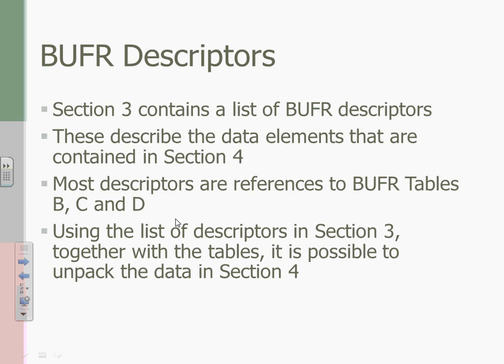Probably you need to understand what buffer descriptors are. So that's the next section. Section 3, as I said before, contains a list of buffer descriptors. These describe the data elements that are contained in section 4, that is the data section. Most descriptors are references to buffer tables B, C, and D. Using the list of descriptors in section 3 together with the tables, it is possible to unpack the data in section 4. This is the buffer basics, okay?